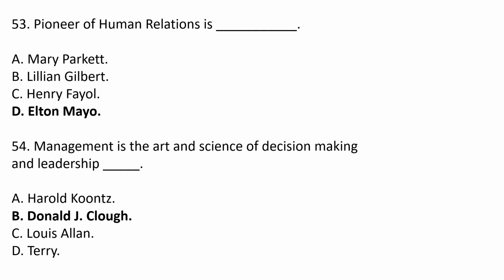Management is the art and science of decision making and leadership. Option A Hodgetts, Option B Donald J. Clough, Option C Louis Allen, Option D Terry. The correct answer is Option B Donald J. Clough. Management is the art and science of decision making and leadership, as given by Donald J. Clough.